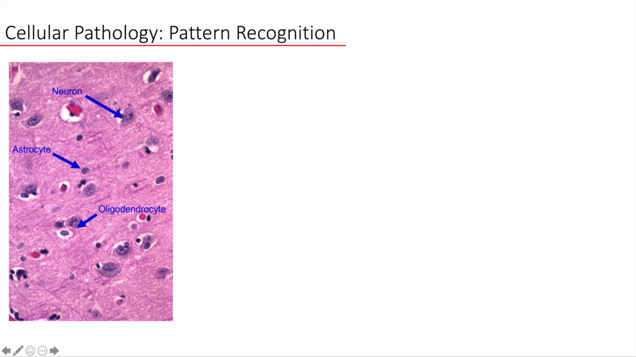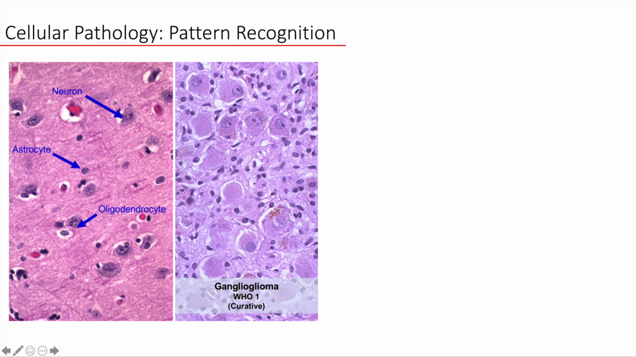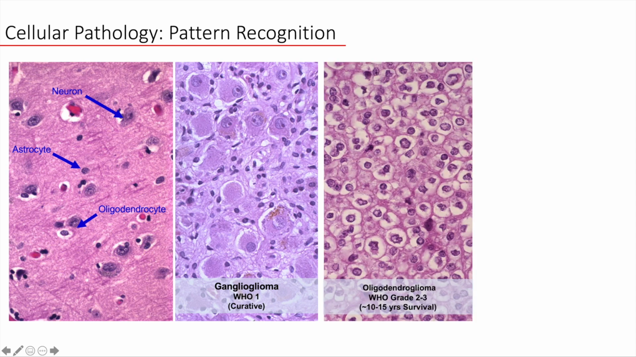Now, of course, as the hypothesis would state, when there is a disruption in this architecture, there is disease. And this is an example of that. This is a ganglioglioma. This is a tumor where you have proliferation of the neuronal components. And you can see that we have this abundance of these larger cells with a prominent nucleolus reminiscent of the neuronal components of the normal brain. Thankfully, these are curative with surgery and thus are assigned a WHO, or World Health Organization, grade 1.